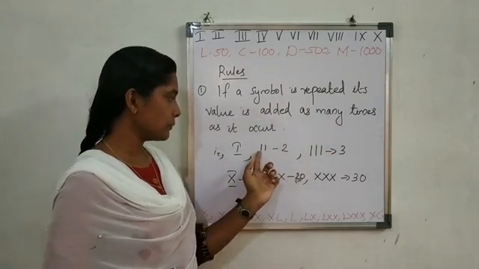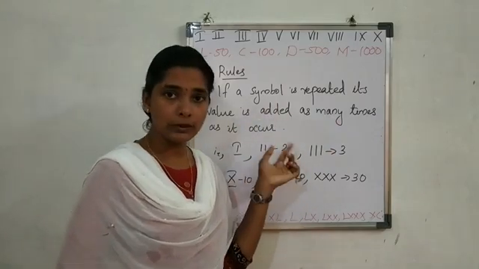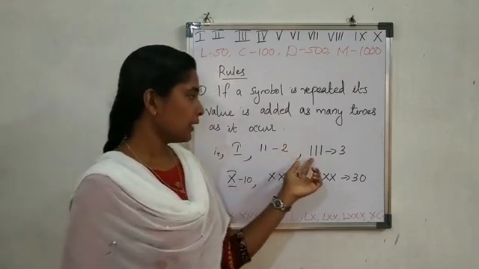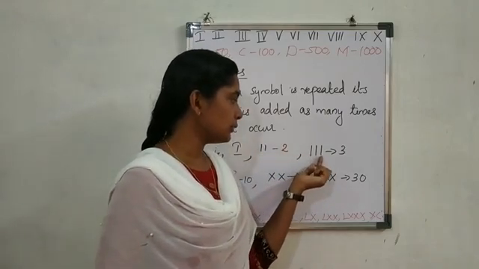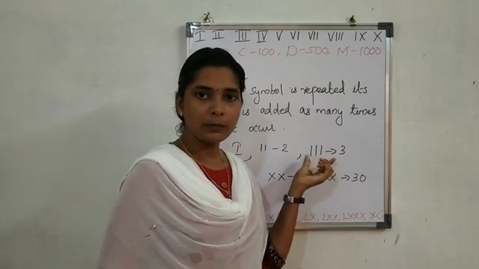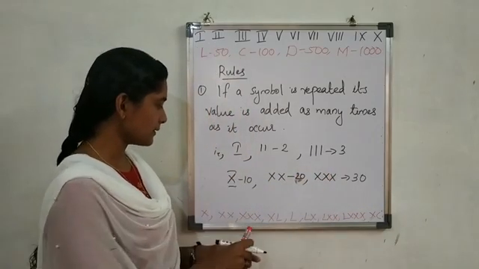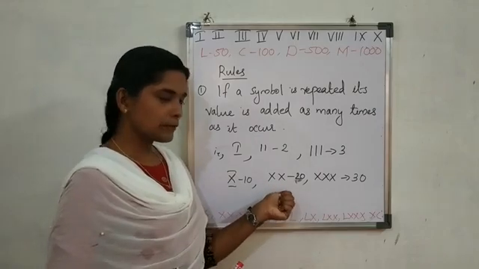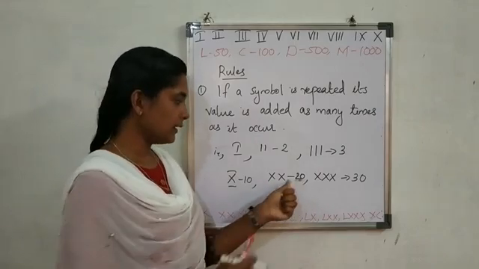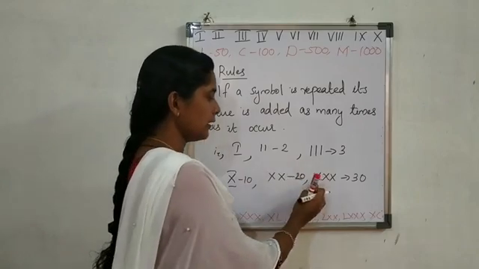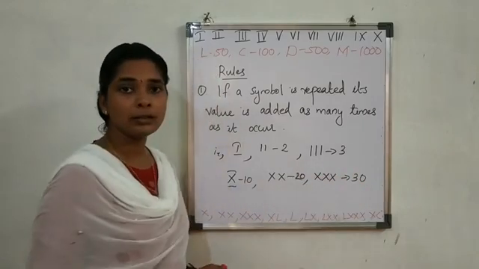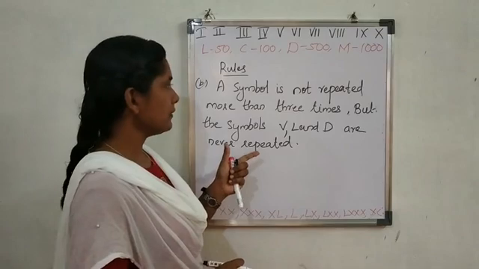So here the symbol is repeated 2 times, therefore the value is 2, 1 plus 1. Here it is repeated 3 times, 1 plus 1 plus 1, 3. Then this symbol X is 10. Therefore 2 times it is repeated, that is 10 plus 10, 20. And here 3 times it is repeated, therefore that is 30. Okay. Next is the second rule.